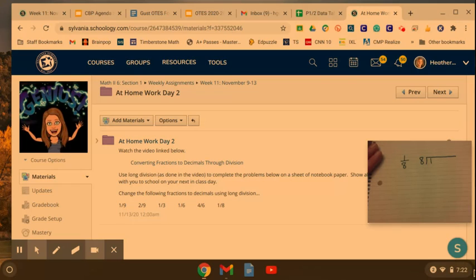Now, I want to ask myself, how many times does 8 fit into 1? How many groups of 8 fit into 1? That's not going to work. So what I need to do is figure out a way to make that happen. And I can do that if I add a decimal behind the 1 and then some zeros. Now, it doesn't matter how many zeros. I can add 1, 2 zeros, 10 zeros, however many zeros I need.